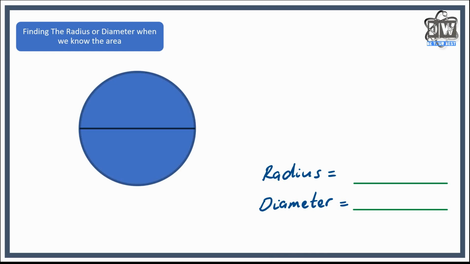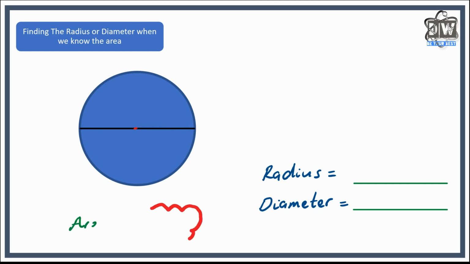So the first thing we have to have an understanding of is what is the radius and what is the diameter. The radius is from the midpoint through to the edge of the circle, and the diameter is the whole way across. So when we talk about the radius, we're just talking about from here to here. When we talk about diameter, we're talking about the full width of the circle. Hopefully that makes a bit of sense to you.